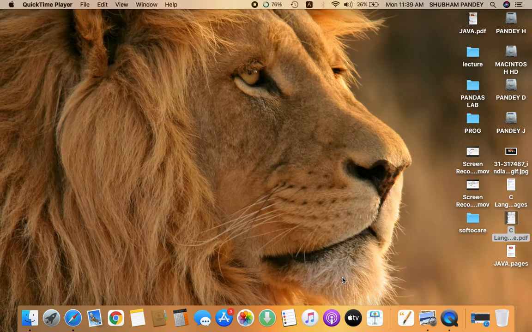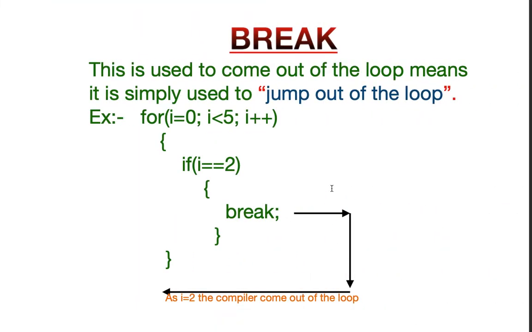I am Subham Pandey, and in this session we are going to study about the break statement and switch case statement. Okay, so let's discuss first about the break statement.